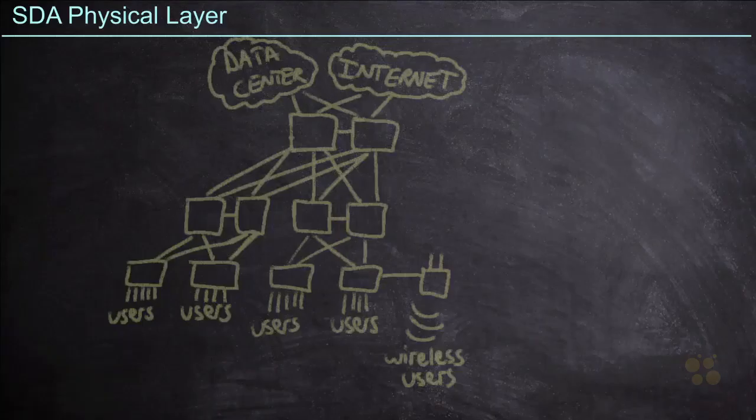Unfortunately, we can't build software-defined access on just any network. We need specific hardware in place in order to build an SDA environment. So in this video, we're going to explore what exactly that hardware looks like. We know that any software-defined access infrastructure has to start at the physical level.